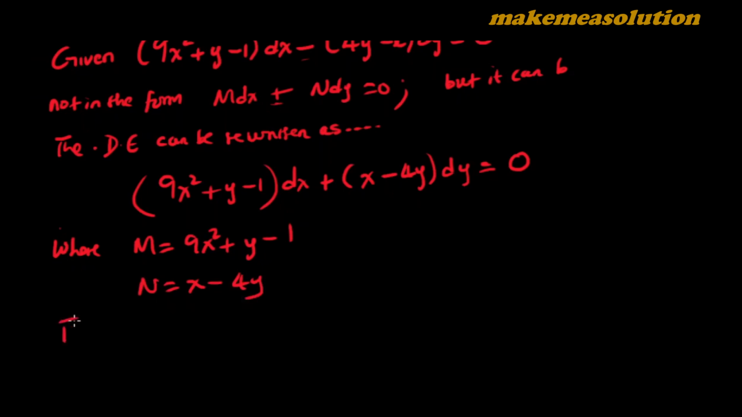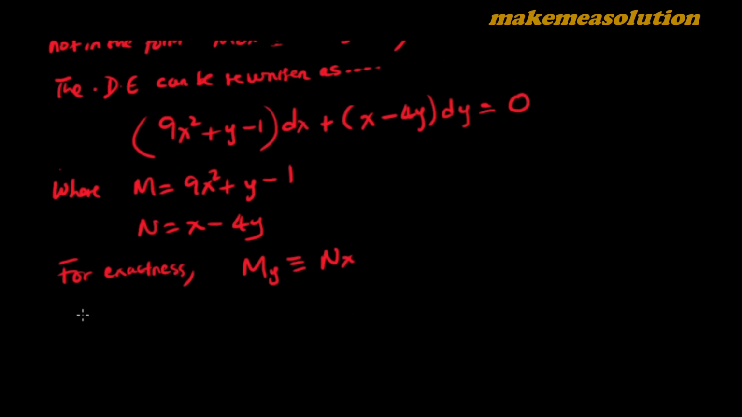So for exactness, we have m subscript y should be n subscript x, and of course we know that my is the partial derivative of m with respect to y, which we are going to carry out here. So differentiating partially with respect to y, 9x squared cancels out since it's a constant. When you differentiate y, you get 1. When you differentiate minus 1, you get 0. So my is equal to 1.